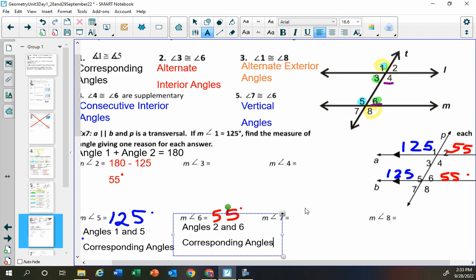Now we need to talk about the other ones: 3, 4, 7, and 8. And I'm going to give you a hint. Once you know these, you'll get the others, because we have to use corresponding or consecutive interior. There are multiple ways you can get 3, 4, 7, and 8. So let's look at angle 3. What could we use from items 1 or 2 to determine the angle measure for angle 3?